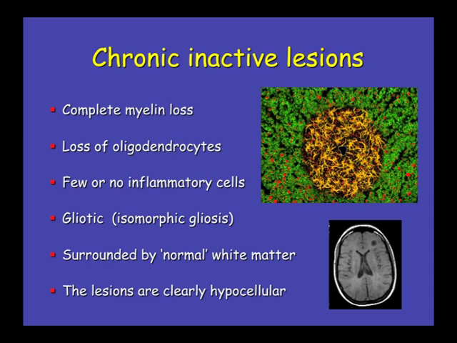The area is what we call gliotic, which means that the astrocytes have made lots of glial fibers to try and patch up the hole to make the scar. But it's surrounded by normal appearing white matter. So the lesion doesn't spread over the whole brain, it is limited to a small area. And the lesions are clearly hypocellular, there are no cells there.